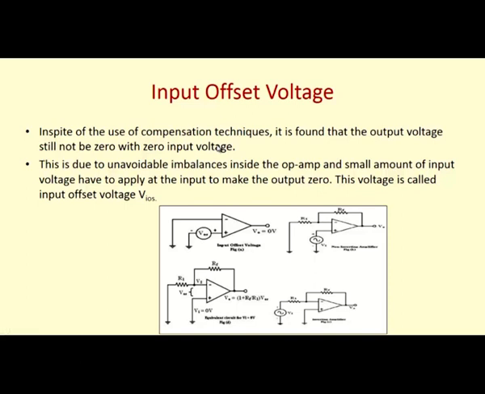So, for this we have to use a T feedback network, and the next one is input offset voltage. Even though these two compensation techniques are used to nullify the output for 0 input, again there will be some output voltage due to the imbalance in the circuit parameters. Because of that we are getting some output voltage.